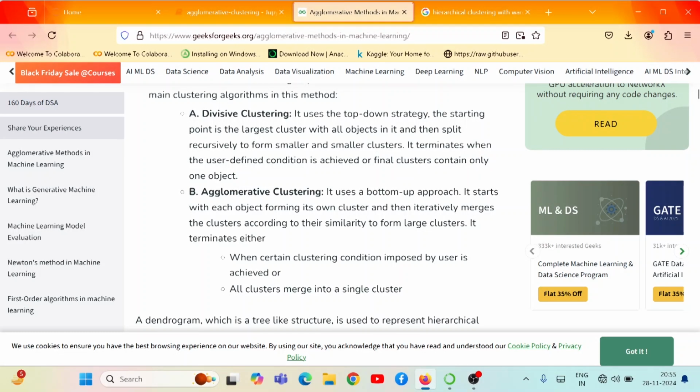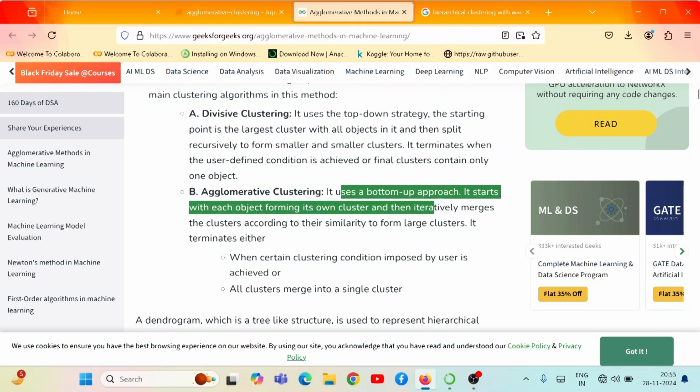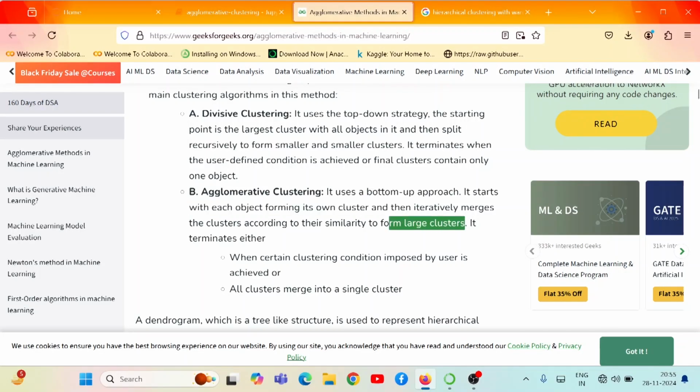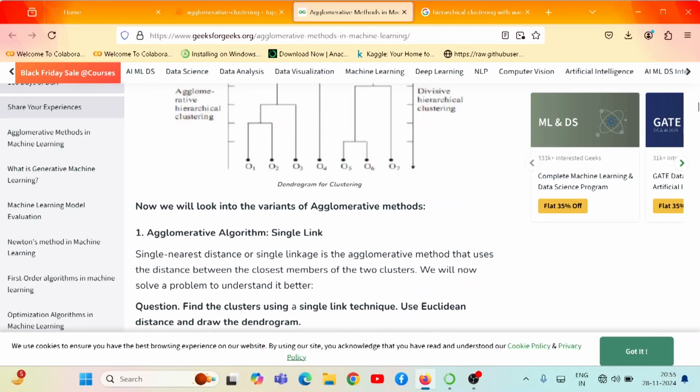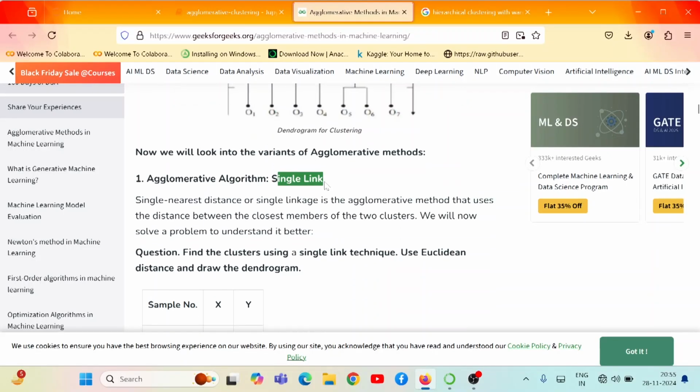Whereas agglomerative uses the bottom-up approach. It starts with each object forming its own cluster and then iteratively merges the clusters according to their similarity to form larger clusters. So let me explain agglomerative clustering first. Let us firstly understand the math behind it. In agglomerative clustering, you can calculate the distance by using single linkage, complete linkage, or average linkage. So let us first understand the meaning of linkage, right?